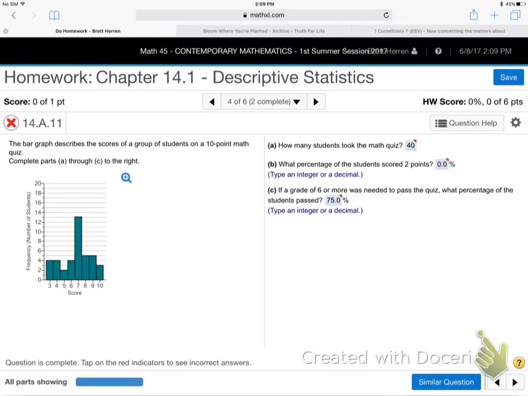All right, so here we go, A through C. How many students took the math quiz? Could you guys do that? Can you go from a frequency chart to answering these questions? How do I know it's 40 students that took the math quiz? Just count them all.